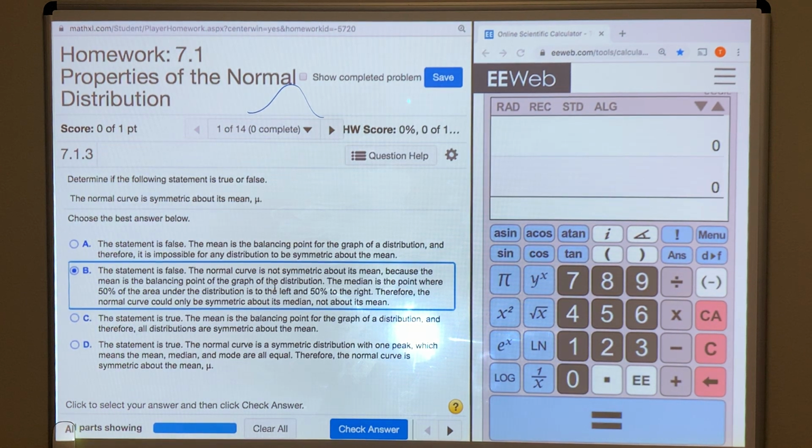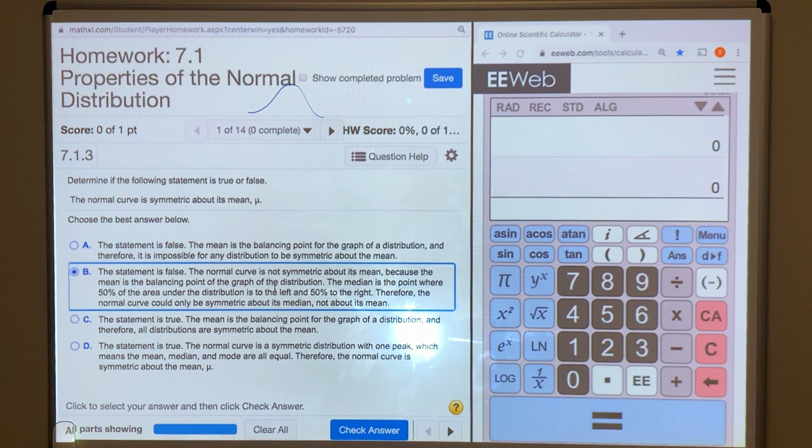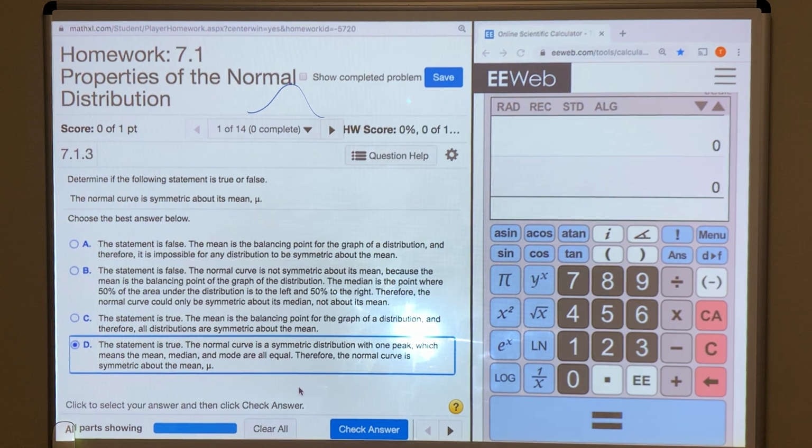The normal curve is symmetric about its mean mu. Is this true or false? This is true, and it's in your notes as well. The normal curve is a symmetric distribution with one peak, which means the mean, median, and mode are all equal. Therefore, the normal curve is symmetric about the mean mu.